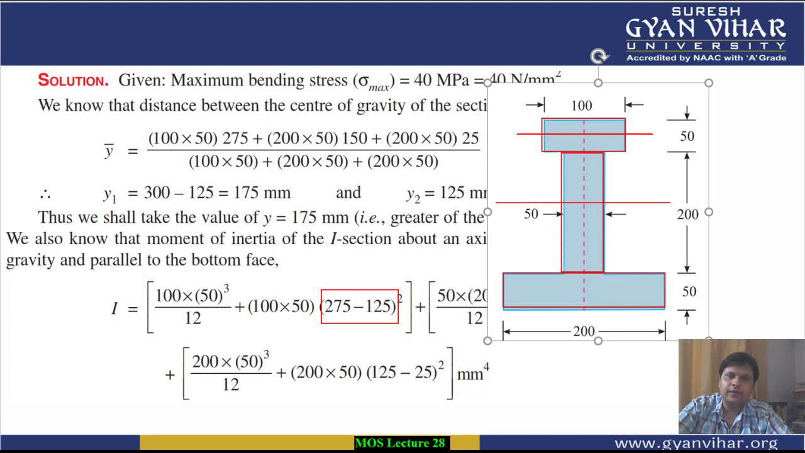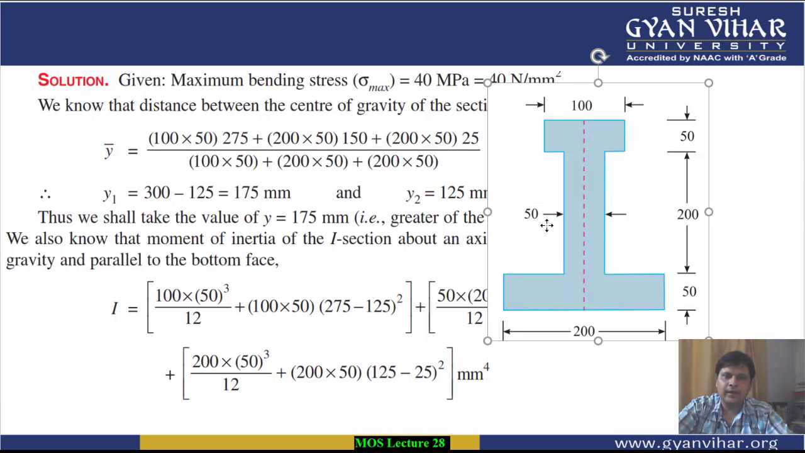Now, for calculating this value of h, if this is the neutral axis and this is the individual center of gravity of section 1, then this particular distance is your h for section 1. You will have to calculate it: from the base, the value of y bar is 125. And the total value from base to the center of gravity of section 1 is 275. So 275 minus 125. This you will put here.